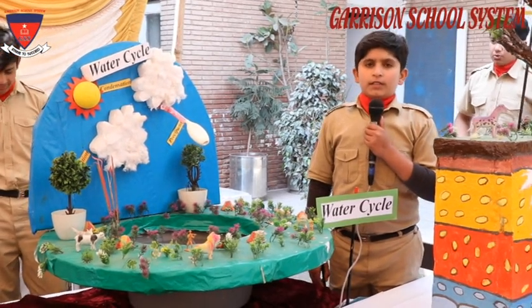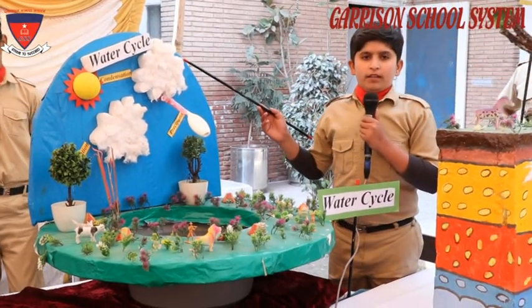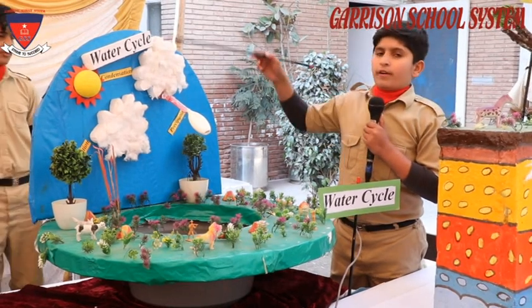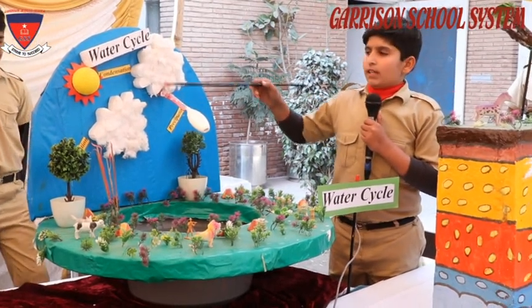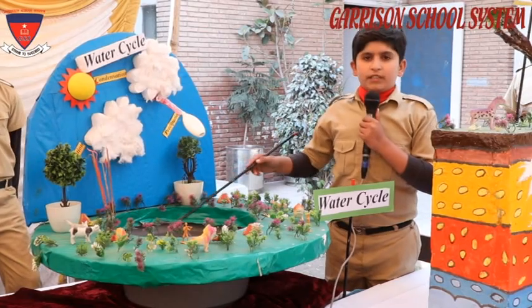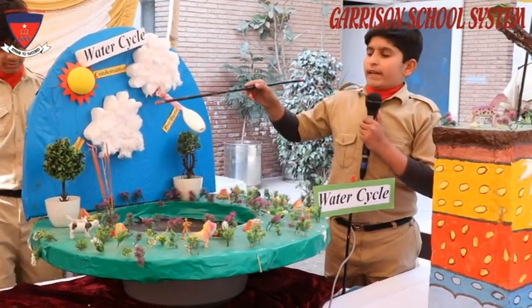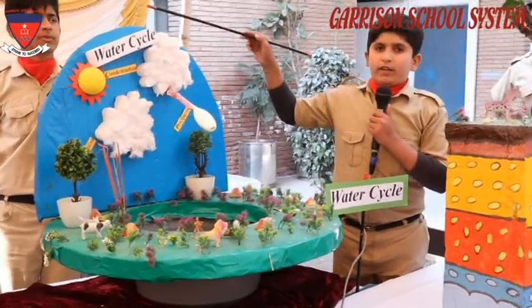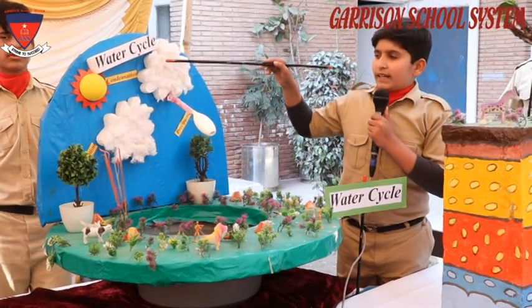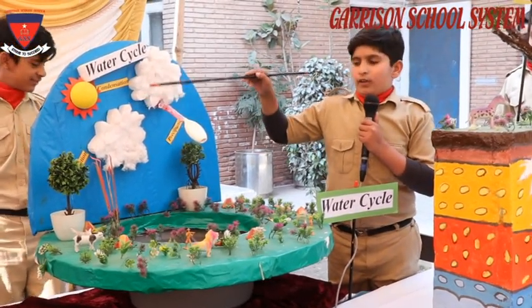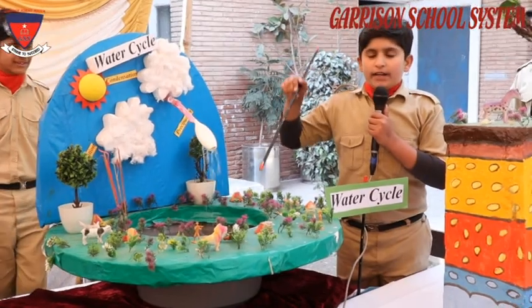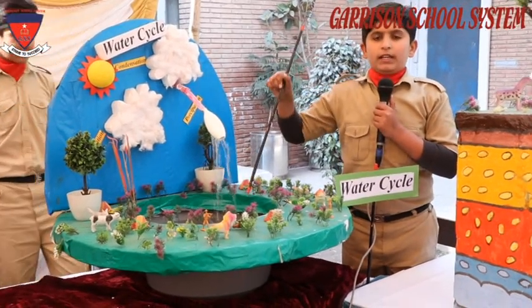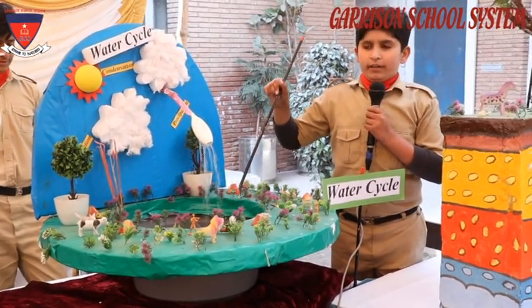Welcome to GSS. This is the model of the water cycle, which shows the movement of water above and below the earth's surface. This is the sun which heats the surface water. This surface water gets evaporated in the form of water vapor. This water vapor condenses in the air and causes raining. After that, it is absorbed into the soil and enters into the water table.